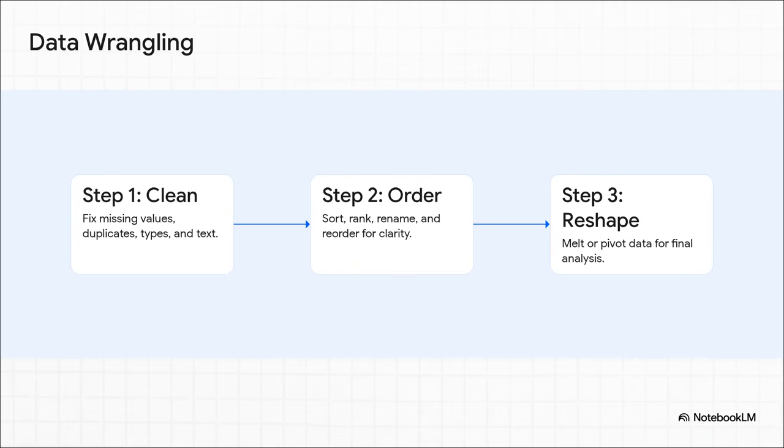Fix all those foundational issues: missing data, duplicates, wrong types. Step 2 is order. Sort and structure your columns so everything is clear. And finally, step 3 is reshape. Use melt or pivot table to get your data into the perfect shape for whatever analysis you have planned.